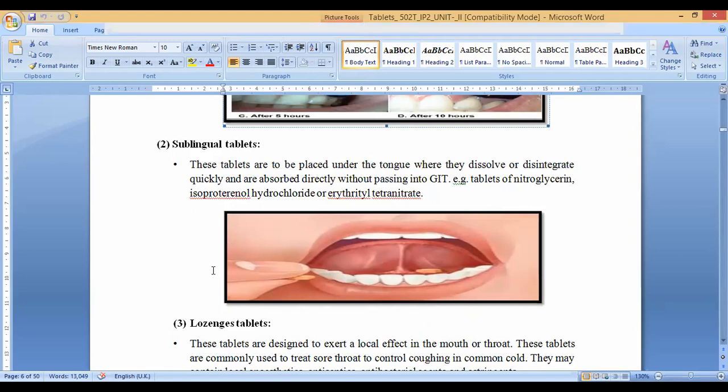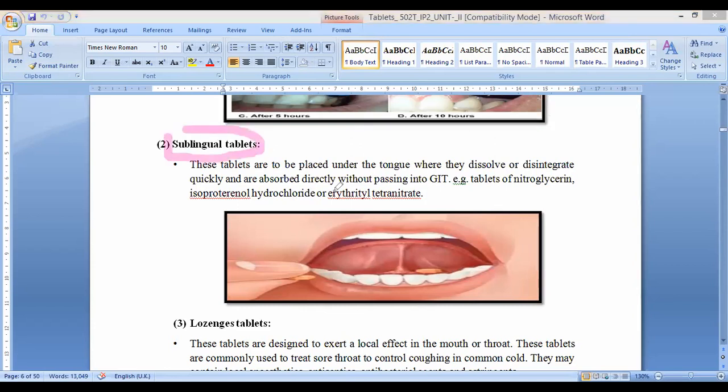After completion of this lecture or of our whole year of lectures, please see where the areas are for these two things. One is sublingual, which is beneath your tongue, and the second is the buccal pouch cavity, the cavity on the upper side of your teeth between the cheek, where you place the buccal tablets. The sublingual tablets are placed under the tongue, where the drug dissolves or disintegrates quickly and is absorbed directly without passing into the GI tract.